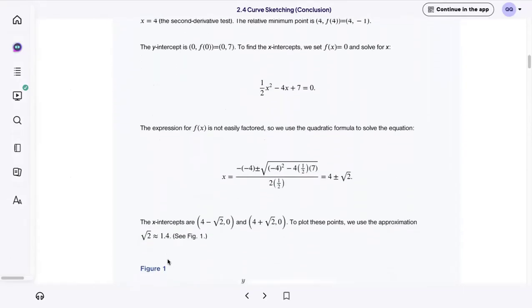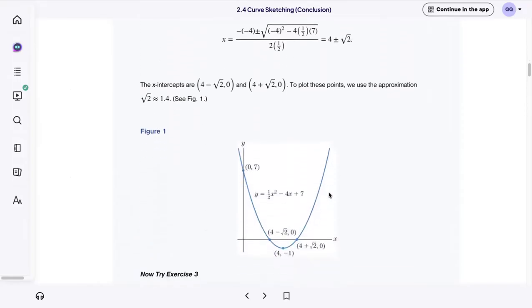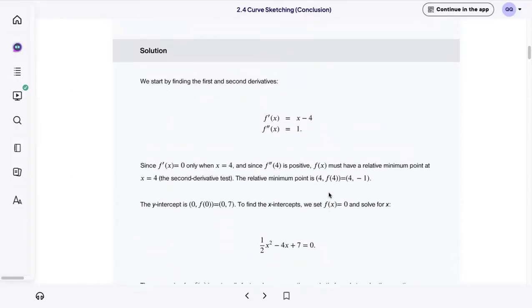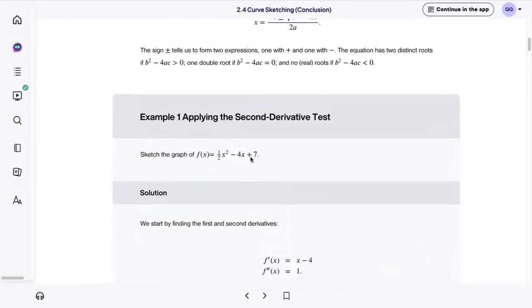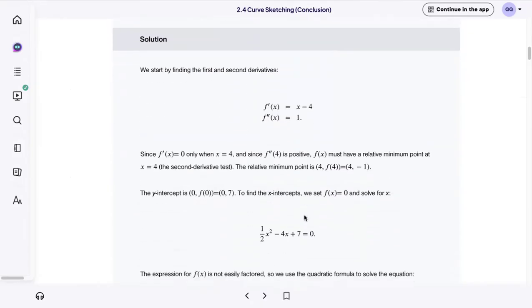Also, we want to find x-intercepts. For the x-intercept, we set the function to be 0, right? Because the y value is 0. Then we solve for x. And also, the y-intercept is easy. The y-intercept is just (0, 7).